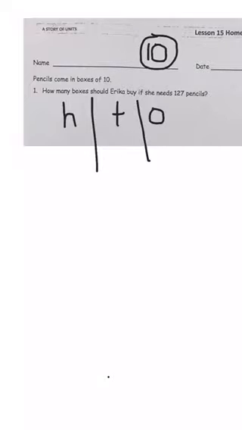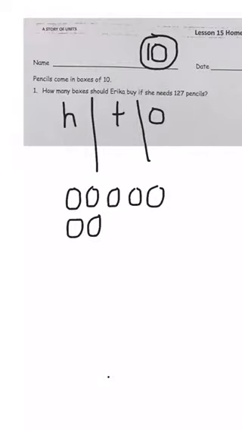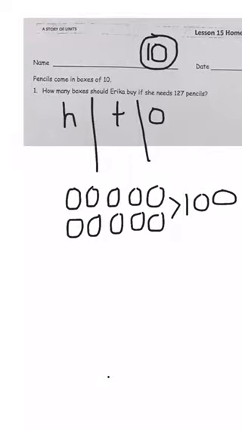So if we're going to start at 10, we're going to count by tens. 10, 20, 30, 40, 50, 60, 70, 80, 90, 100. And so this is a group of 100. But don't forget, she needs 127. That's not enough, so we need to keep going. 110, 120, but she needs 127.